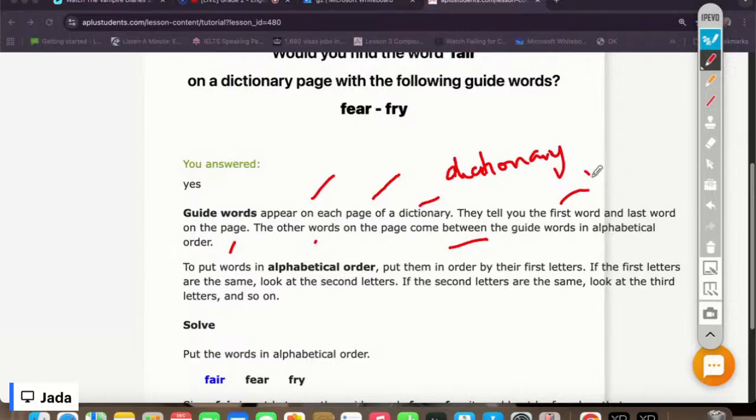So, basically, a guide word tells you the first word and the last word on the page, and then every other word comes in between that in alphabetical order.